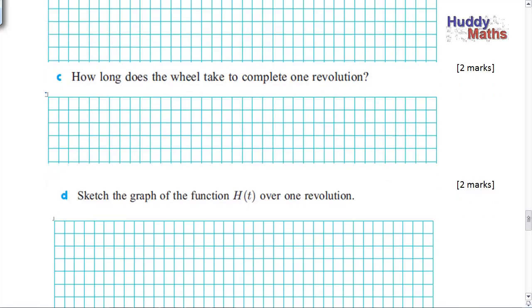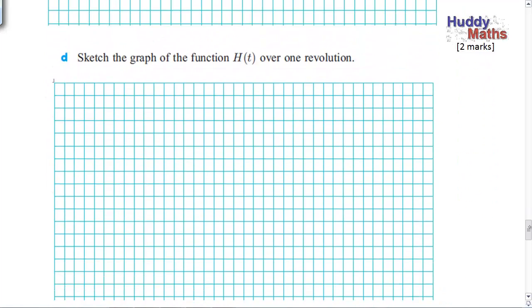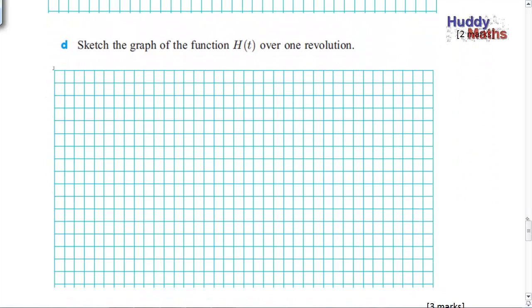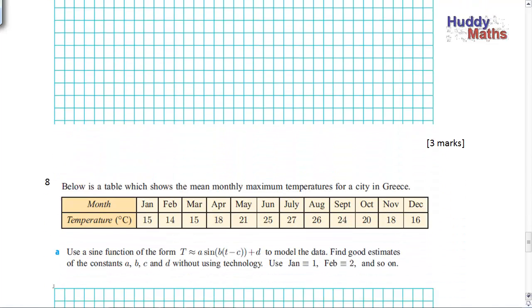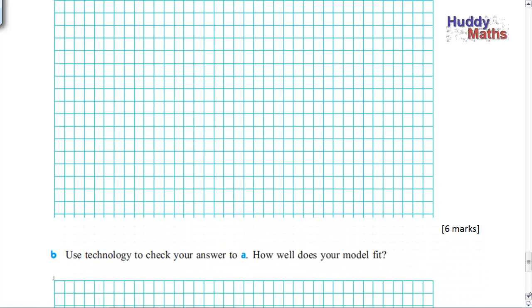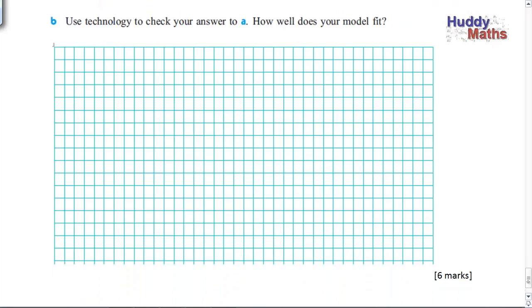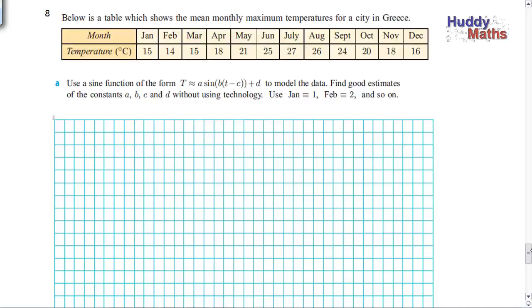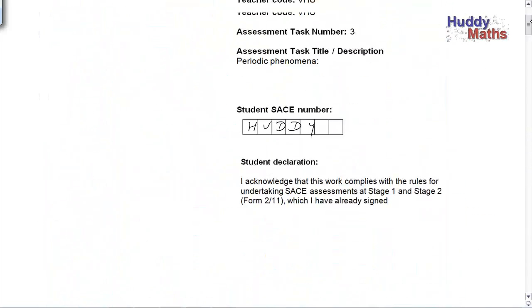And part D. Need to use a grid for this. If you're not doing it in OneNote and writing on the screen, you need to put it on grid paper. And the last question is question 8. And it's worth 12 marks. All right. Okay, stop now and come back and let's have a look at the answers and watch me do the problems now. I'll go back to the beginning.